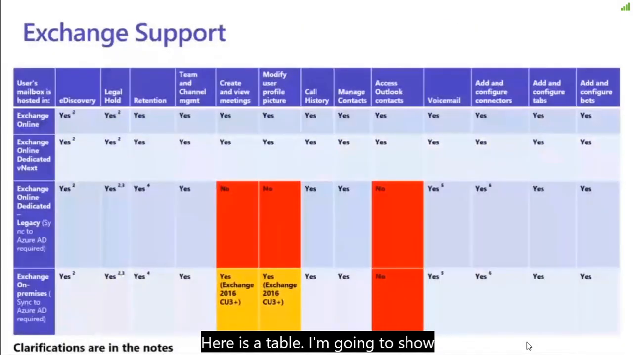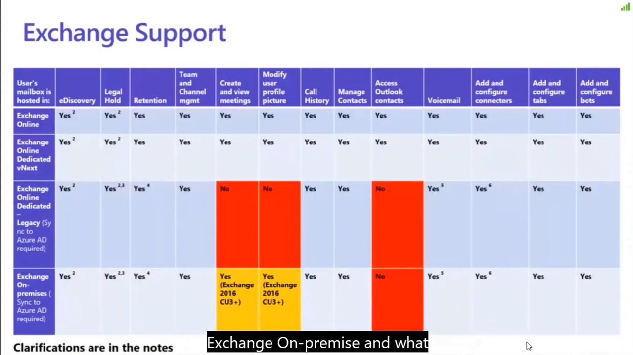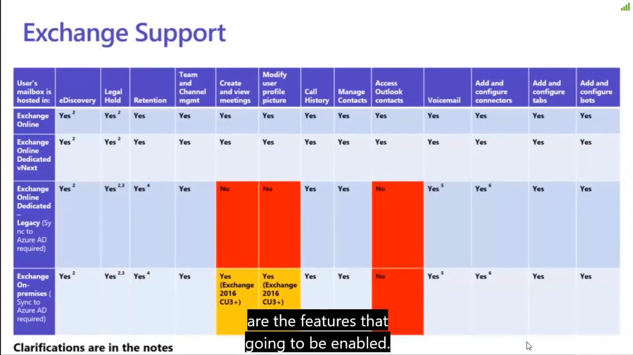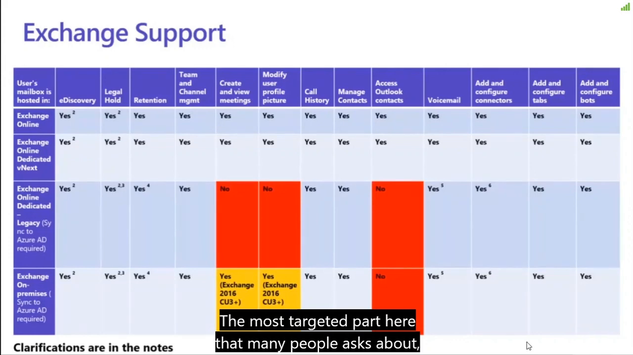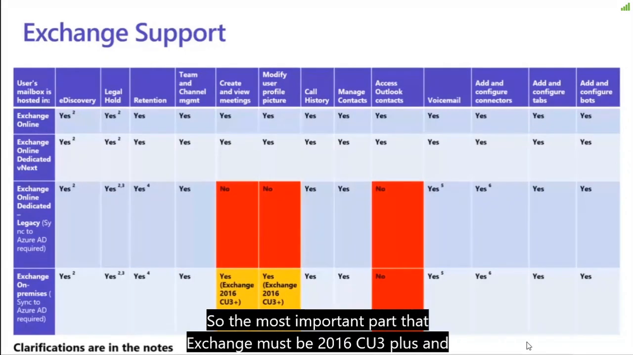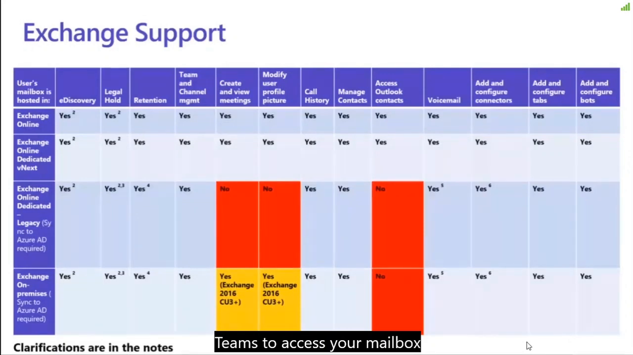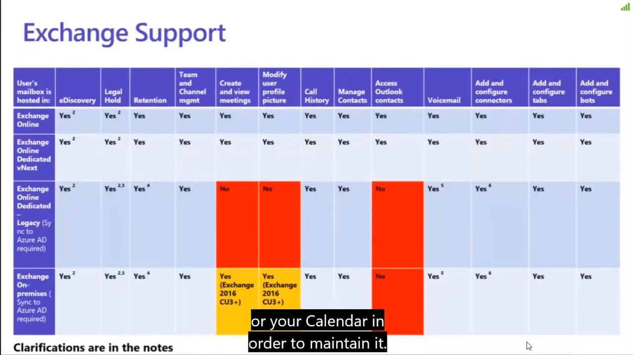Here is the table. I'm going to show you how Exchange interacts. This shows the comparison between Exchange Online and Exchange on-premise and which features are going to be enabled. The most targeted part here, that many people ask about, is: if I have Exchange on-premise, what is required in order to access my calendar and create meetings and so on? The most important part is that Exchange must be 2016 CU3 Plus and above in order to maintain the functionality of getting Teams to access your mailbox or your calendar.